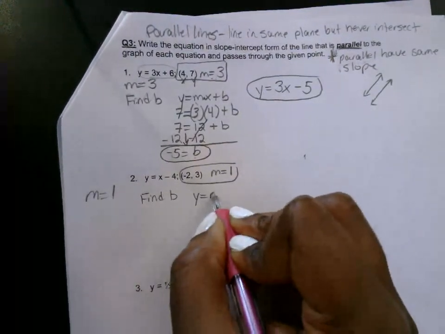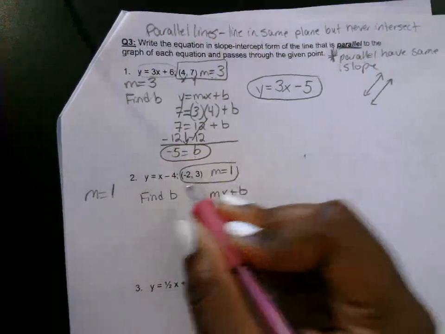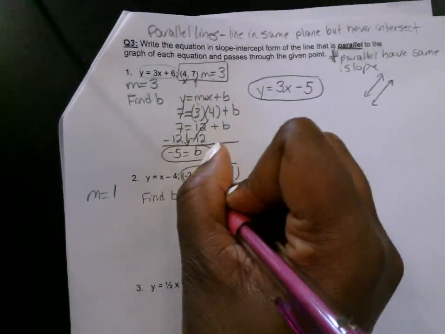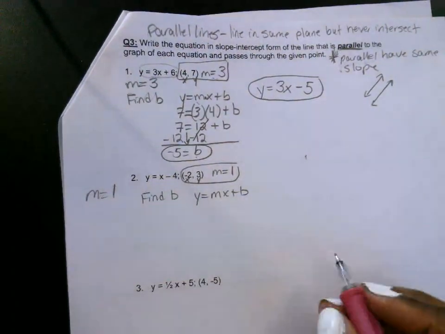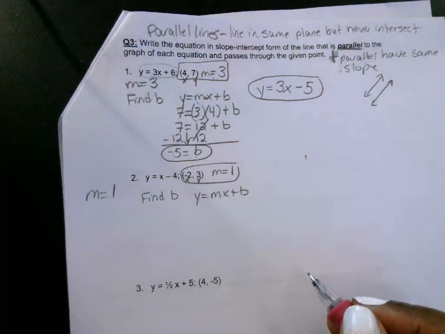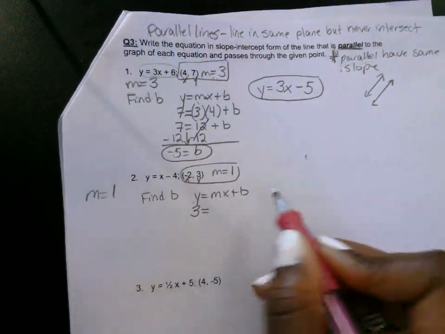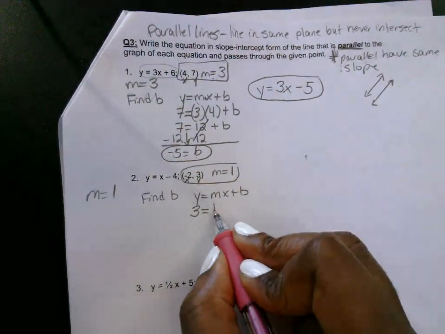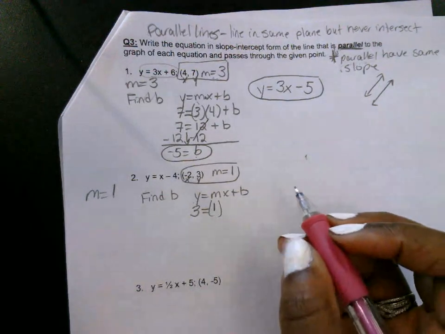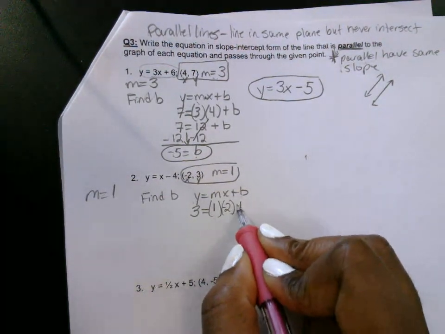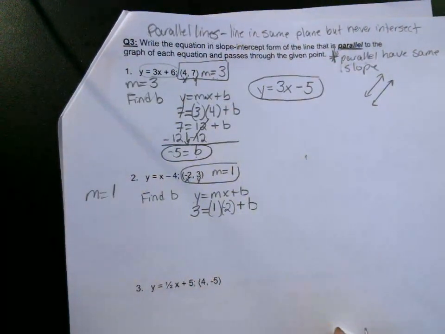We use the slope-intercept form, y equals mx plus b, and substitute the information that we know. This is an x coordinate, this is a y coordinate. What are we going to substitute? What number do we replace y with? 3. What number do we replace m with? 1. What number do we replace x with? -2. Bring down the plus b. Okay.